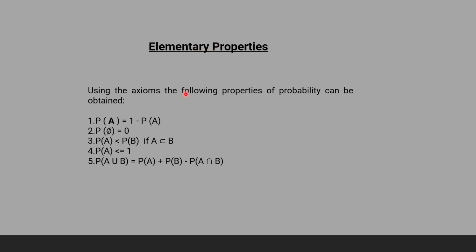Then there are some elementary properties. The probability of A complement is 1 minus probability of A. And the probability of phi is equal to 0, that means it's null. And the probability of A is less than or equal to the probability of B if A belongs to B, that means you can say A is a subset of B. The probability of A is always less than or equal to 1, and the probability of A union B is equal to probability of A plus probability of B minus probability of A intersection B. So these are some of the properties that you need to remember when you solve any questions related to probability.